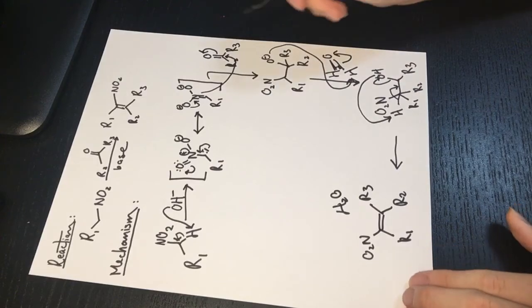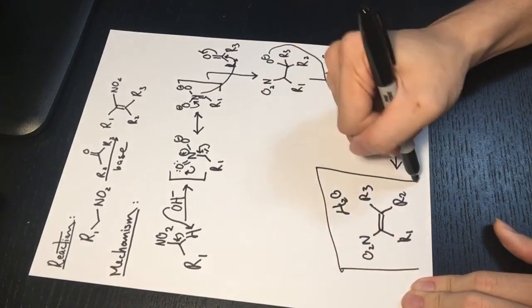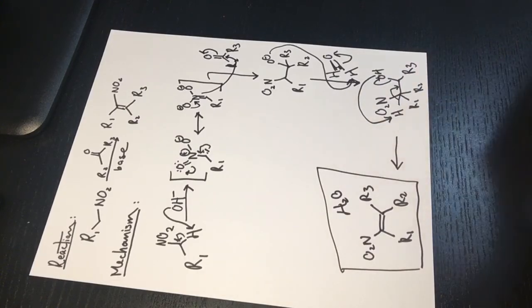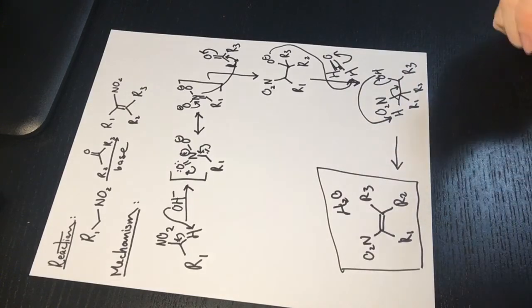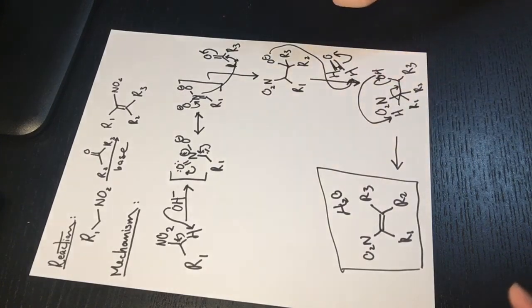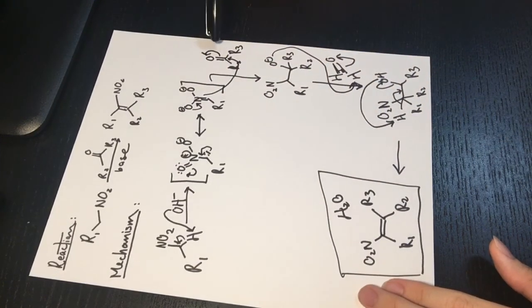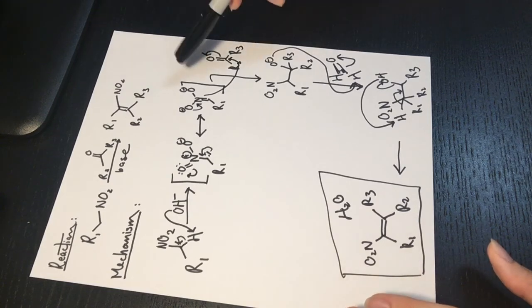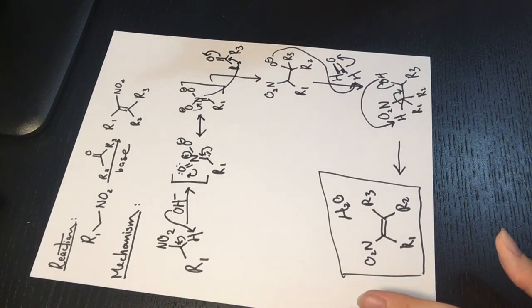Yep, that's basically it for the Henry reaction. So to go over, we started off with a nitroalkane, and it was deprotonated by base to create a resonance stabilized intermediate, which then reacted with our carbonyl compound to create an alkoxide.